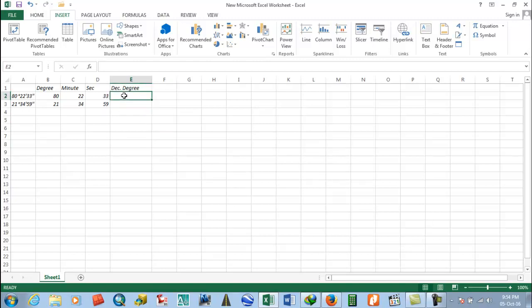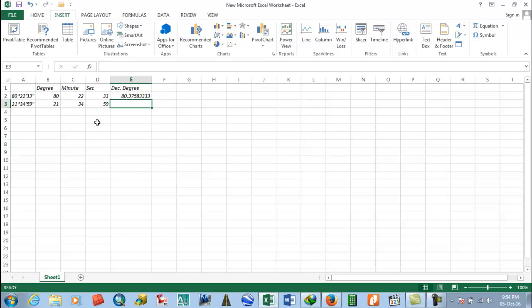Then what will be the decimal degree coordinate of these two? First of all, you have to select this column, and this column is equal to this one, degree column, plus this one, minute column, divided by 60, plus this one, means second column, divided by 3600. Okay, then press enter. Okay, this is the decimal degree coordinates, like this.